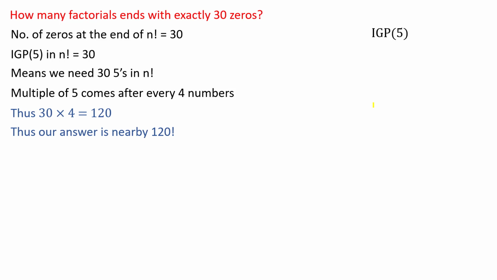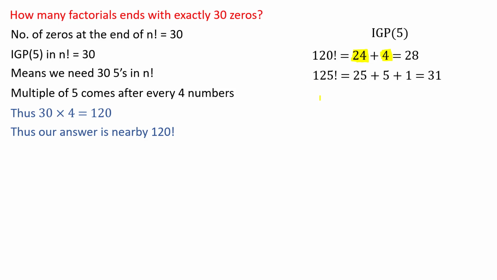So now let's check the IGP of 5 in 120 factorial. If we divide 120 by 5, the quotient is 24. If we divide 24 by 5, the quotient is 4. If we divide 4 by 5, the quotient is 0, so we stop here. Add all these quotients. The sum is 28. So the IGP of 5 in 120 factorial is 28. We want that IGP of 5 to be 30, so we need to check the next factorial which has an extra multiple of 5. After 120 factorial, we need to check 125 factorial.